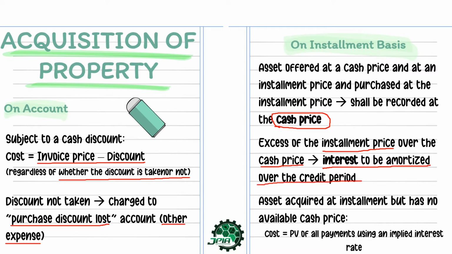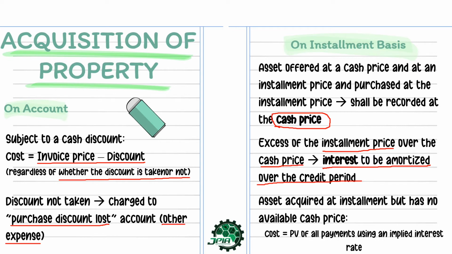Like accounts receivable, like notes receivable only. Okay? We need to amortize it. Okay? Because implicitly, if there is an installment basis for this kind of transaction, implicitly, the cash price is discounted. Okay?